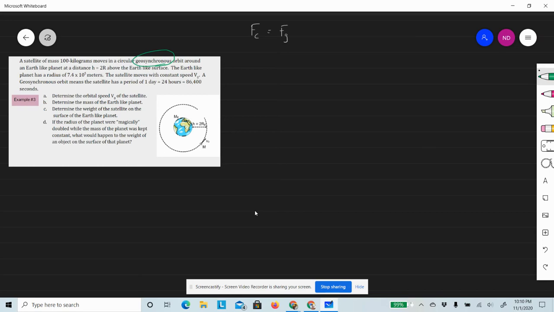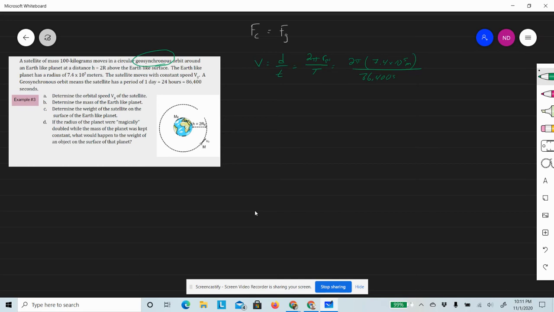Again, to determine the speed, speed equals distance divided by time. Distance is going to be the circumference, 2 pi times the radius of the planet, over the period, right? So 2 pi is 2 pi. The radius of the planet is 7.4 times 10 to the 5th meters. And the period in geosynchronous orbit is 86,400 seconds. That's a day. And so now all you have to do is some math.